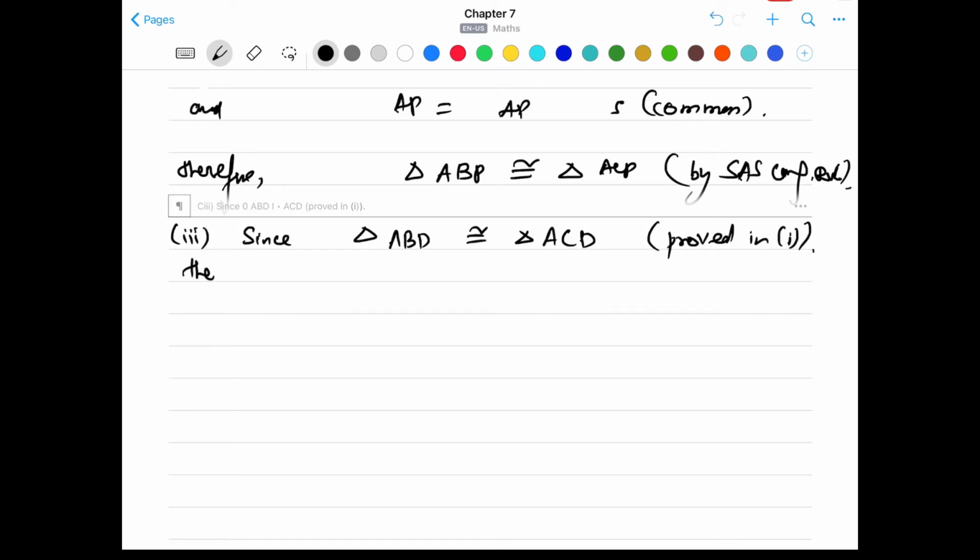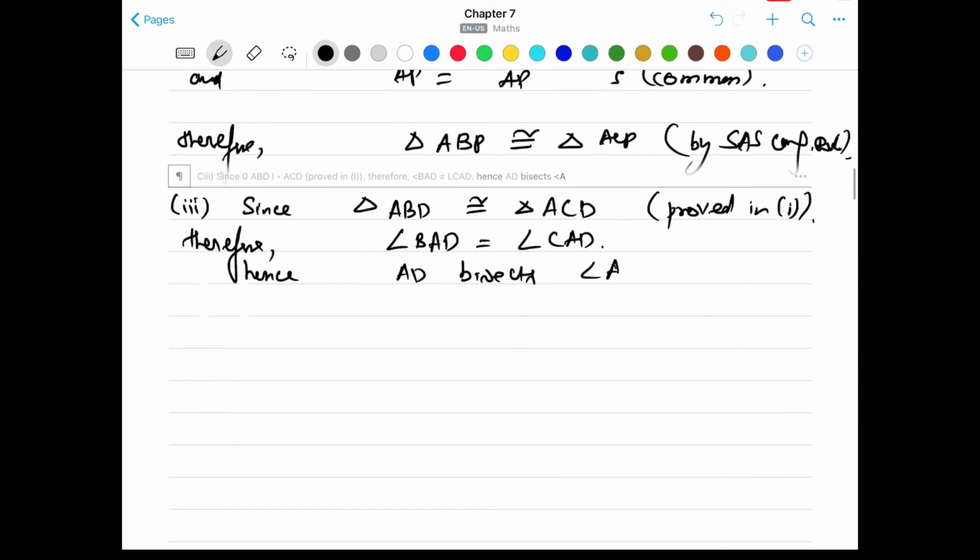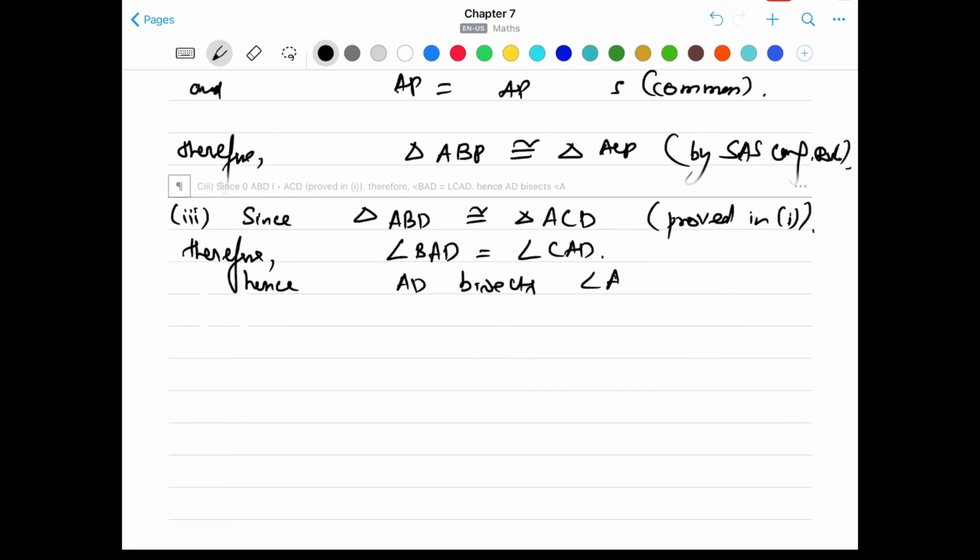Okay, therefore angle BAD will be equal to angle CAD. Okay, hence AD bisects angle A. Now we'll come to the other part, that AD is also bisecting angle A. This is what we have already proved, that these two triangles are congruent. So we clearly conclude that AD is bisecting angle A, because the angles BAD and CAD are equal by CPCT.